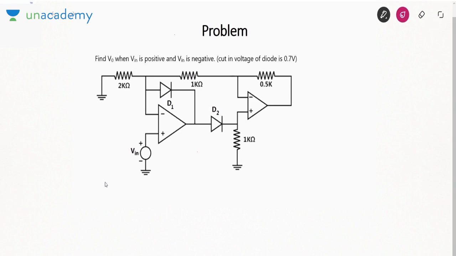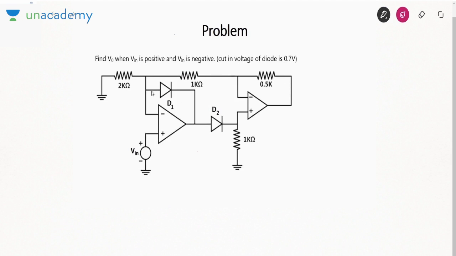Hi guys, in the last few videos I have told you about nonlinear applications of OPAMP. In this video we'll take a look at some of the problems based on nonlinear application, and we'll understand how to tackle such kind of problem. See, in this problem it is saying find V0 when Vin is positive and Vin is negative. You have to assume that the cut-in voltage of diode is 0.7 volt.